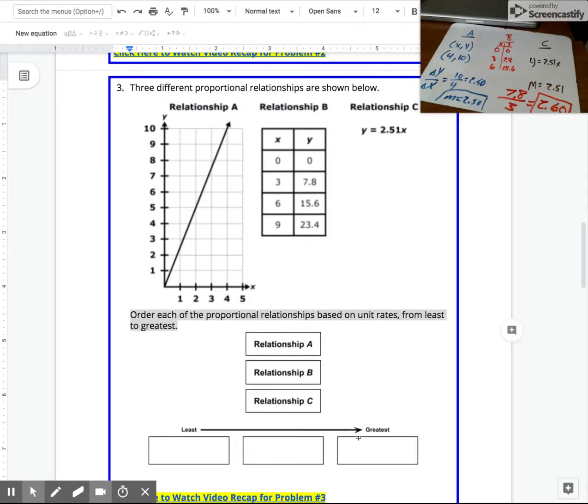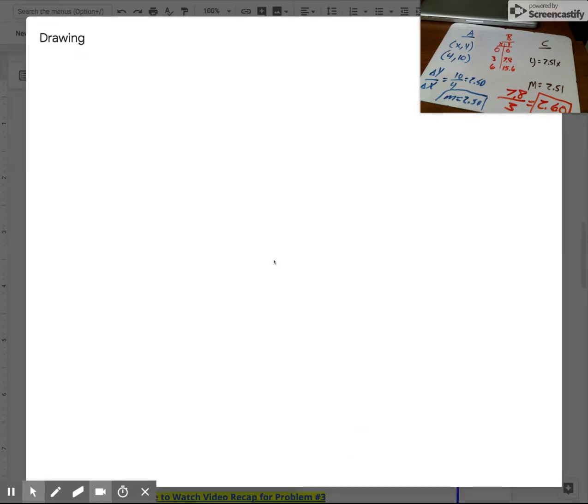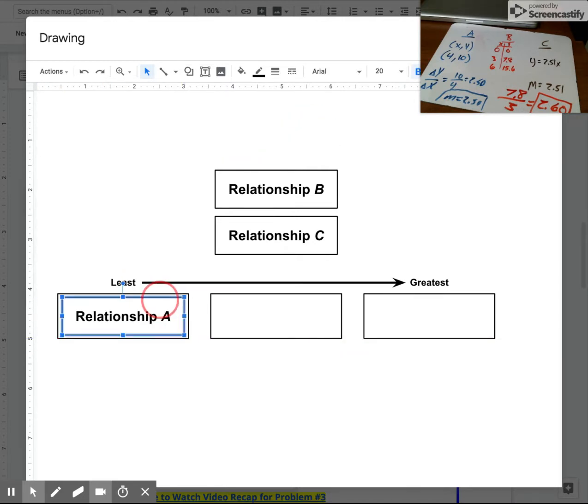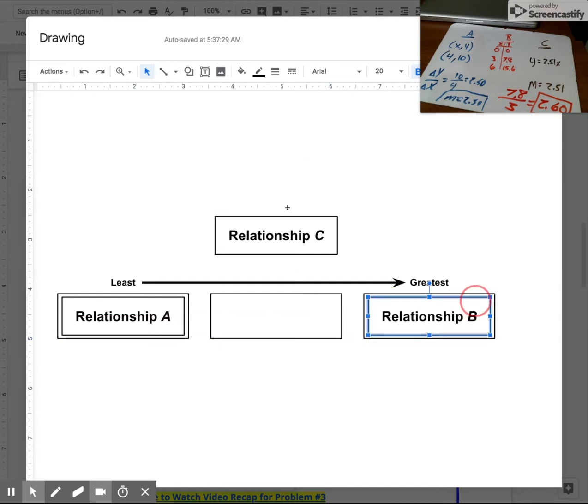So again, using that work from the whiteboard, we can click here, and we're going to go ahead and drag the smallest, that's the graph, relationship A, on the leftmost because we want the least first. The biggest one was relationship B. It was all the way up at 2.60. So relationship B would go at the end as the greatest slope or the greatest unit rate. And relationship C at 2.51, right in the middle of A and B, would go ahead and drag right into the middle box here.